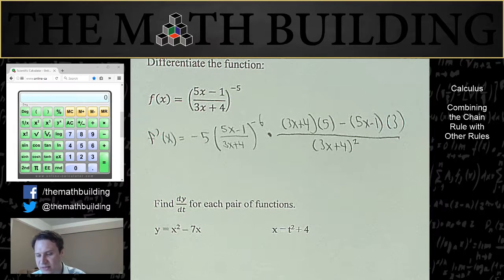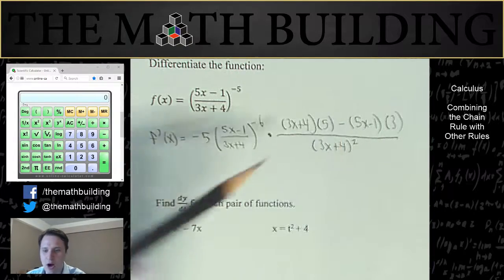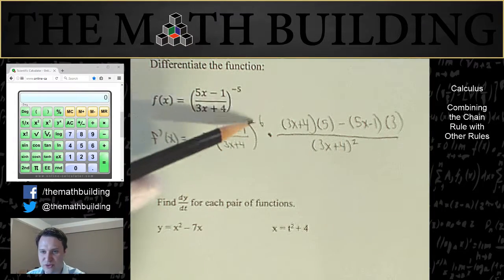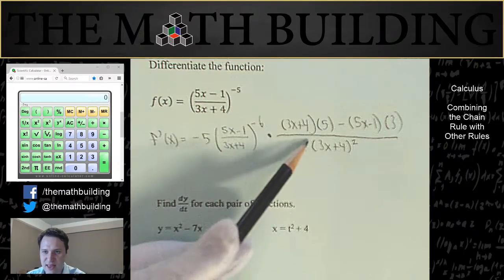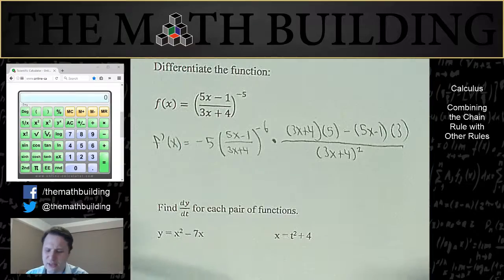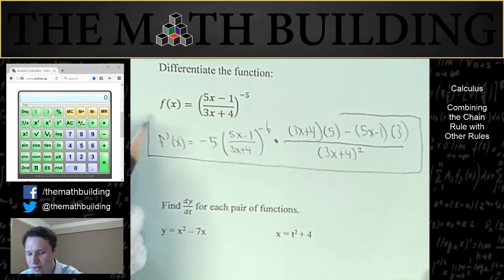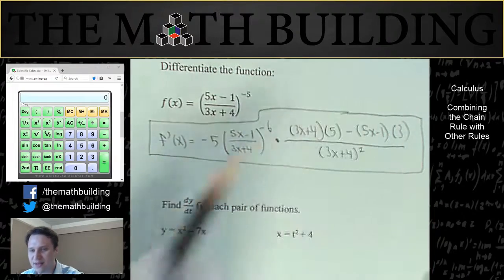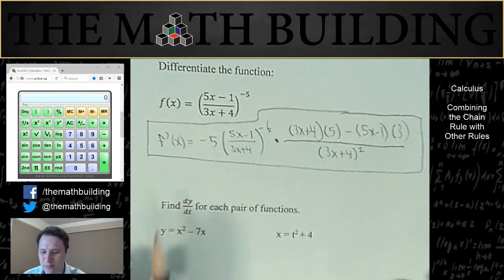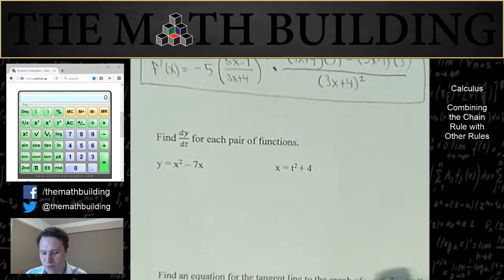You could simplify this a bit. You could do distributive property up here and clean this up. Also, you could flip this, which would turn this -6 to a +6, and you could cancel a few of the 3x plus 4s. So you could simplify this a little bit, but I'm just going to leave it right here. I don't doubt your algebra simplifying abilities, so I'm just going to leave that problem right there. I'm really happy if you can get this derivative. Let's see, I think I have time for one more.